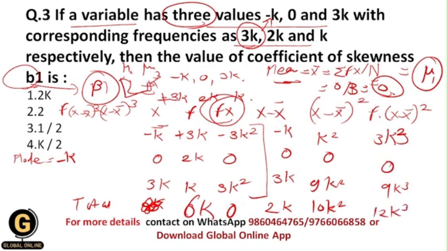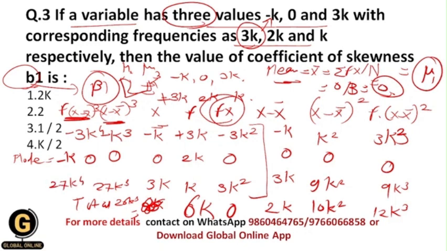Now first of all find out the value of (x minus x bar) cube. So the value will be minus k raised to 3, then 0, then 27k cube, and then their total will be 26k cube. And at the last find the value of f into (x minus x bar) raised to 4. So over here the values will be minus 3k raised to 4, then 0 will be as it is 0, then 27k raised to 4, and their total will be 24k raised to 4.